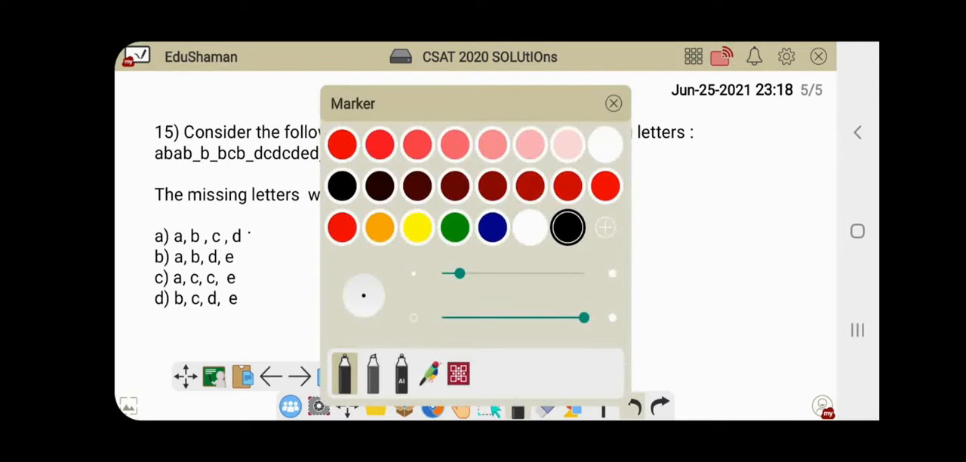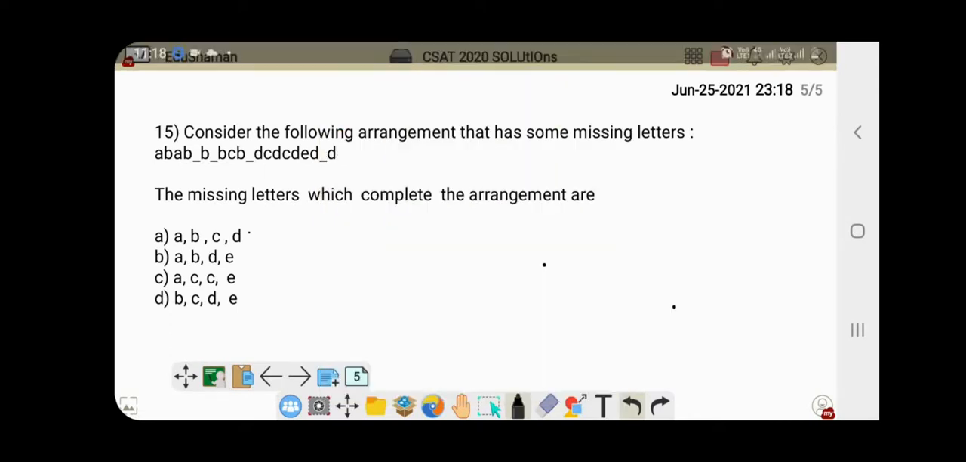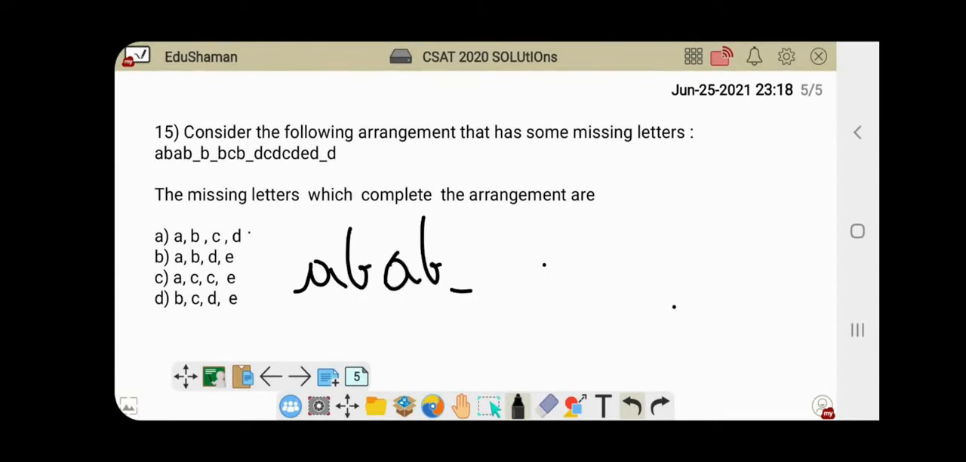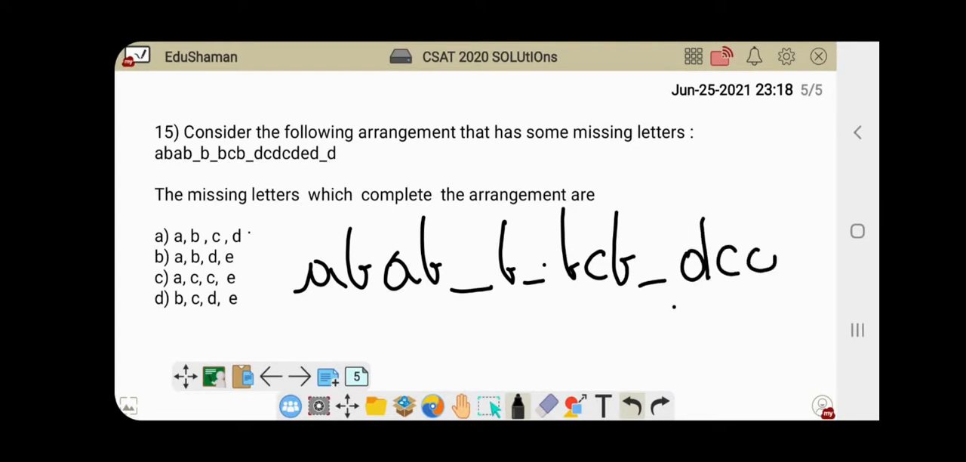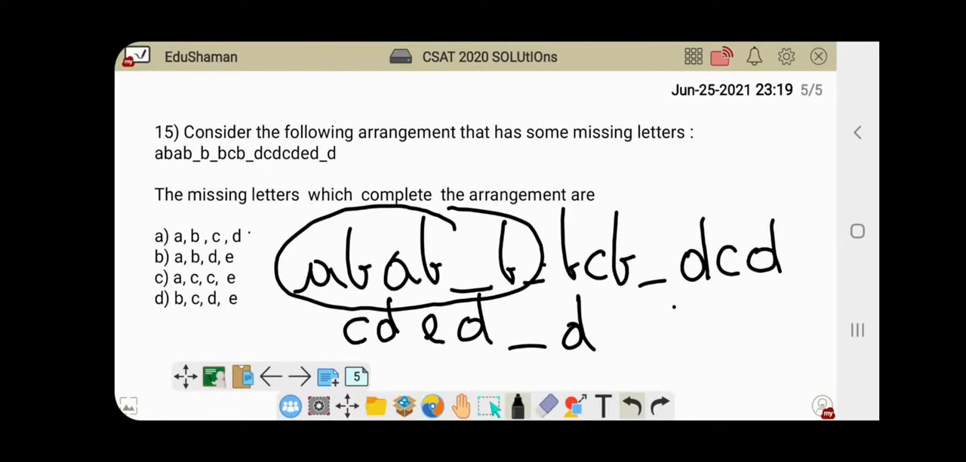I'll rewrite this pattern. Sorry about my handwriting. AB _B _ _ DCD, so on, DCD, CD, ED, _D. Here the pattern which I can see from just having an oversight is there is something like AB going on. And if I put an A here, I'm going to have an AB pattern here. So I'm just going to put it over there, okay?